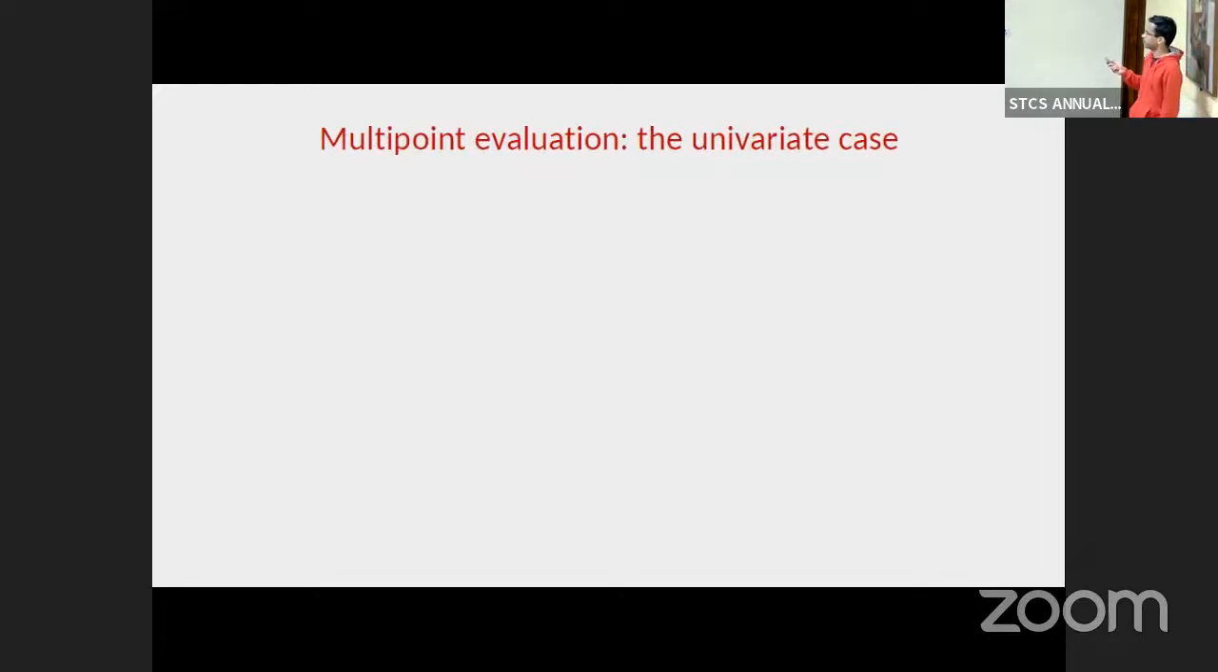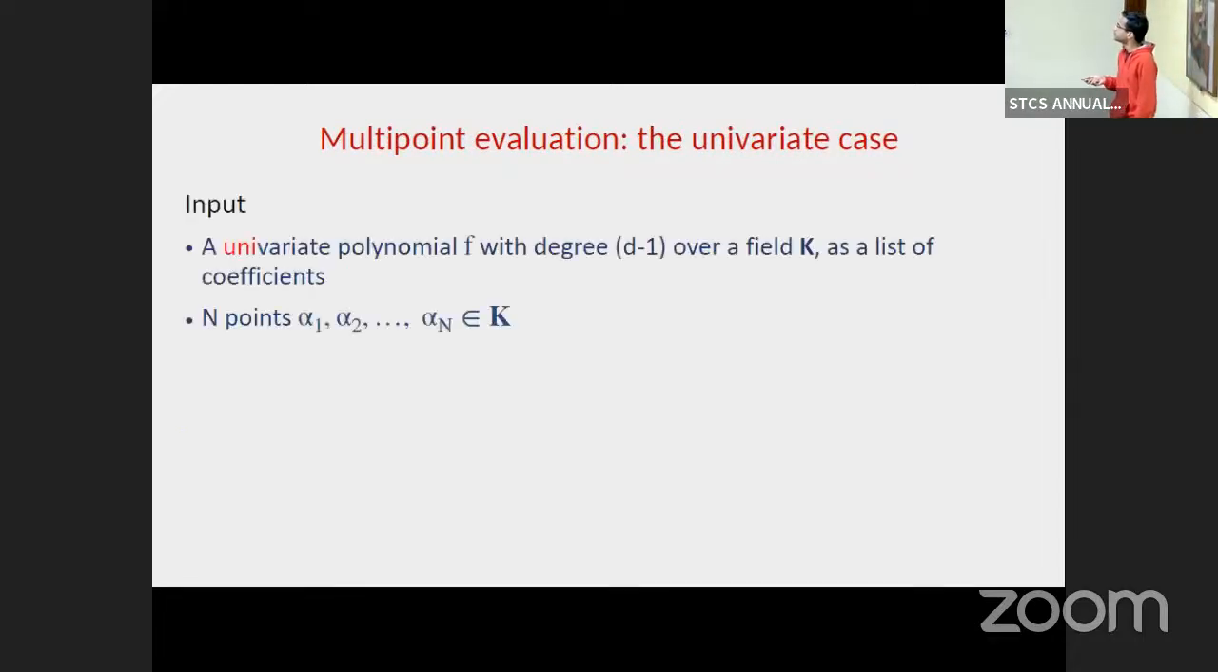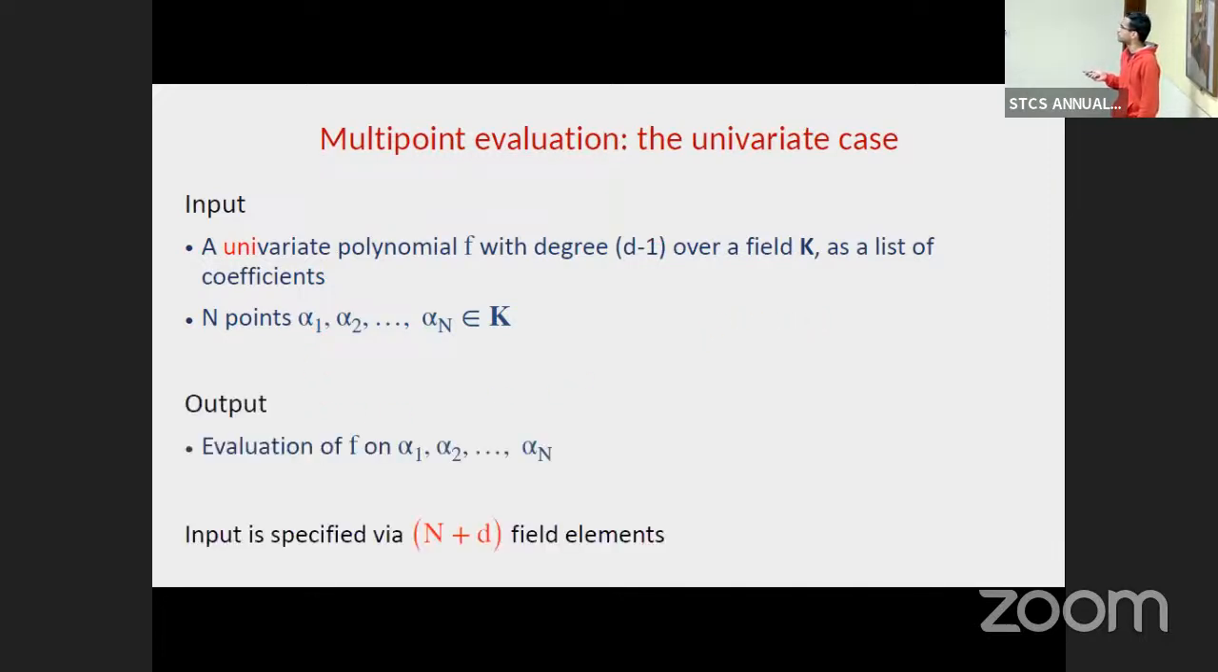Let's briefly see what we know about the univariate case. The problem is just this: you have a univariate polynomial of degree at most d, given to you as a list of coefficients, and you have a bunch of points, and you want to evaluate the polynomial at these points. The input now has n plus d elements, and you would like an algorithm that's about linear in n plus d, if that's possible.